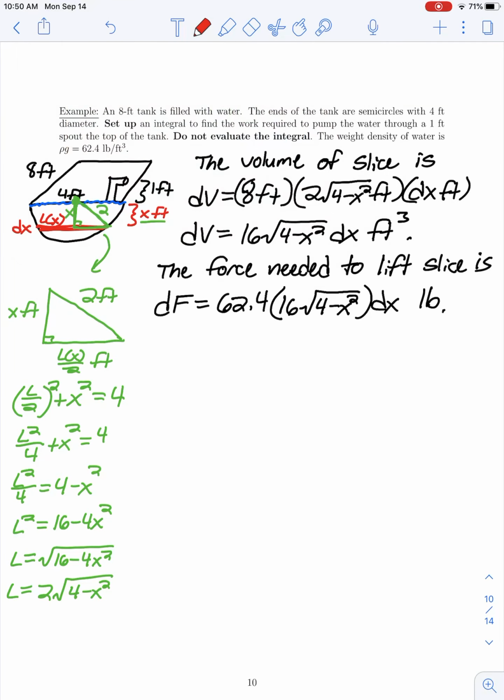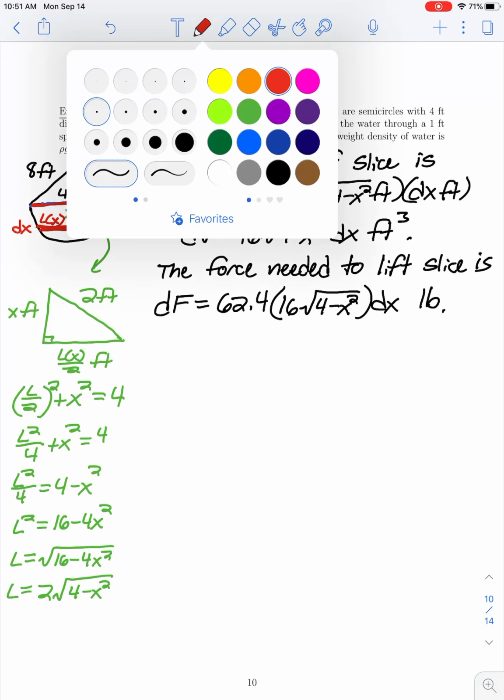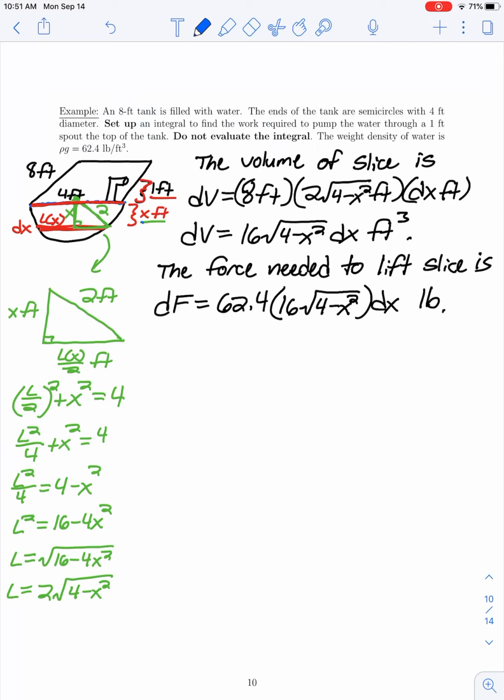However, recall for this problem that we weren't just pumping our fluid to the top edge of the tank. We were pumping it through this spout, which had a height of 1 foot. So the total distance that this slab has to travel is x feet from the slab to the top edge of the tank, plus an additional 1 foot from the top edge of the tank to get through this spout.